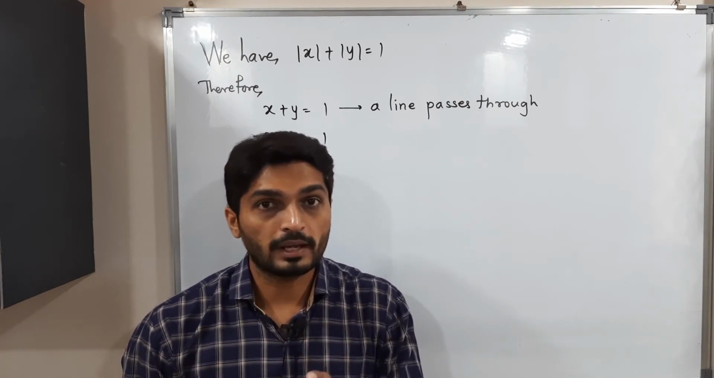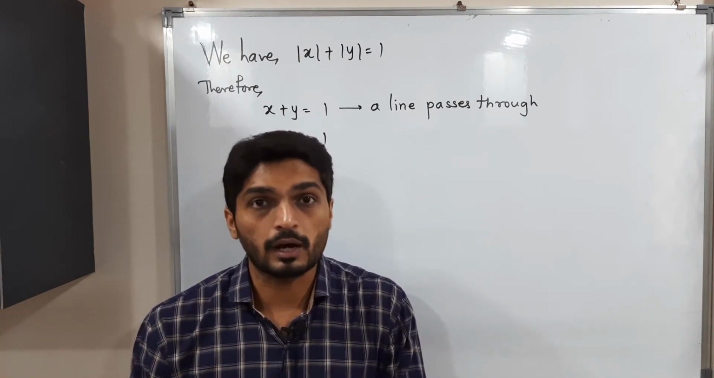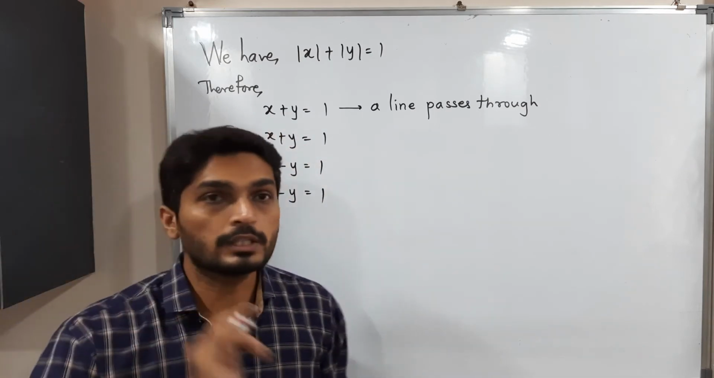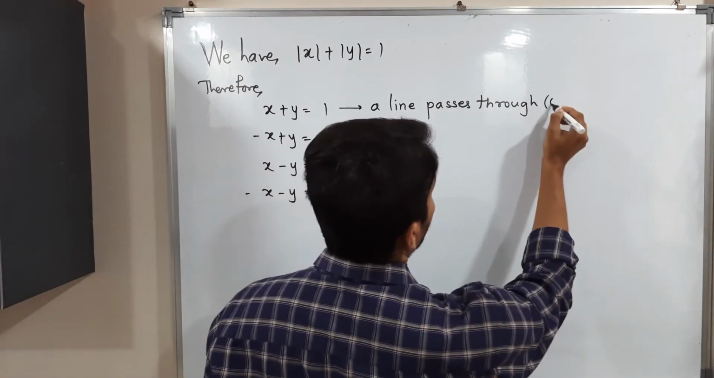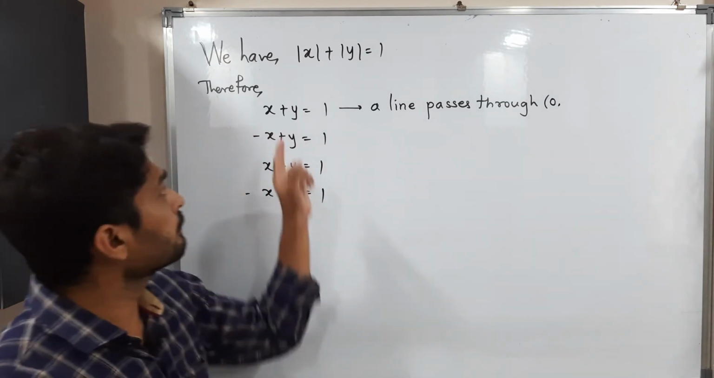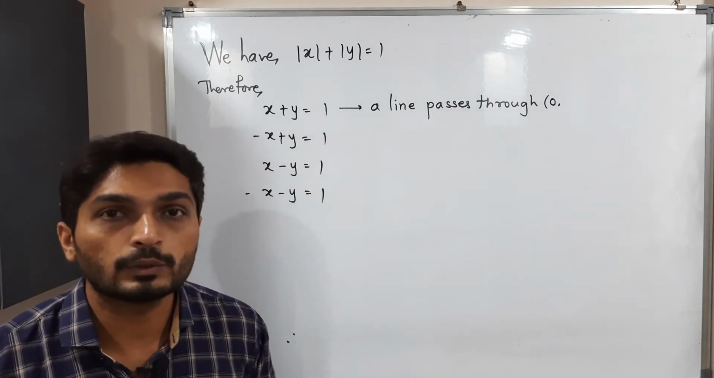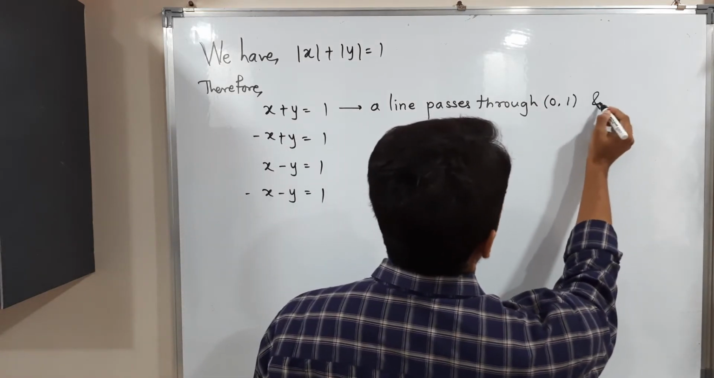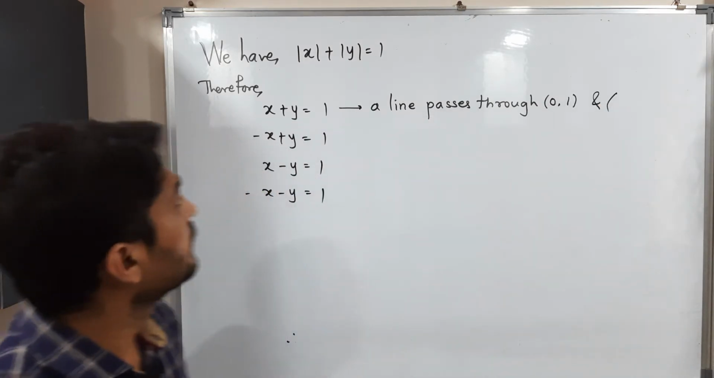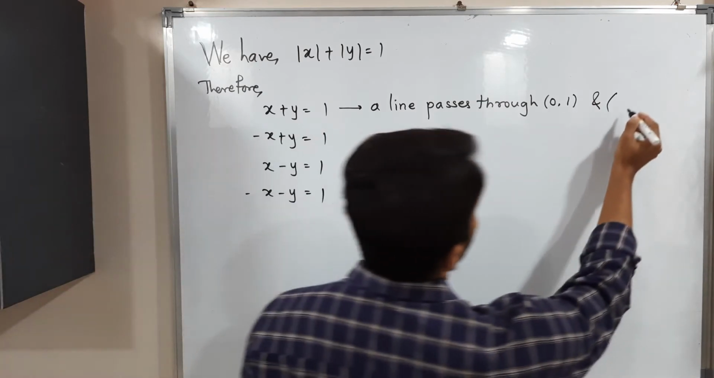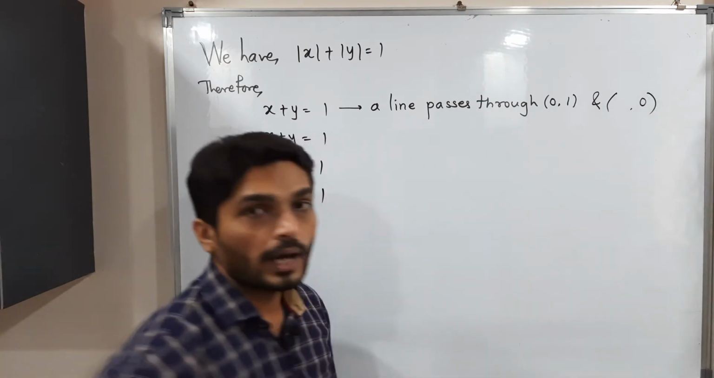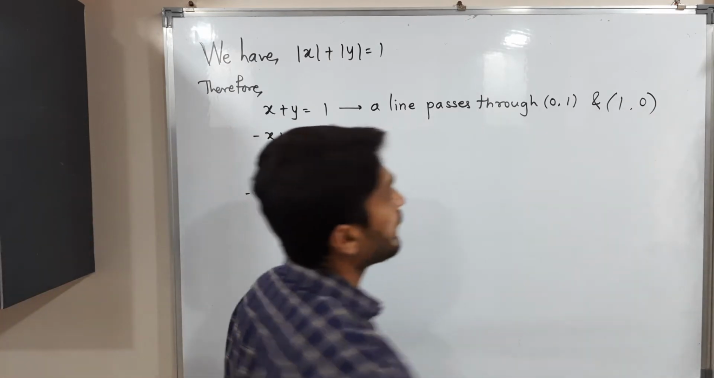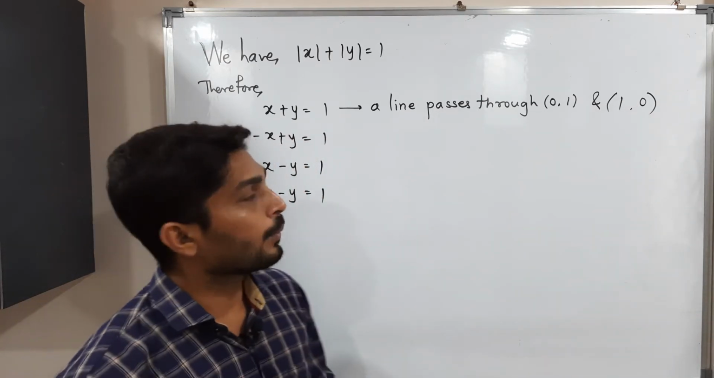In paper 1, in those videos, we have seen how to find a line. What we do, first I am putting x is equal to 0. What will be the value of y if I put x is equal to 0? y is equal to 1. So the first point is 0 comma 1. And now I will put y is equal to 0. So what will be the value of x? x is 1. So the line passes through 0, 1 and 1, 0.